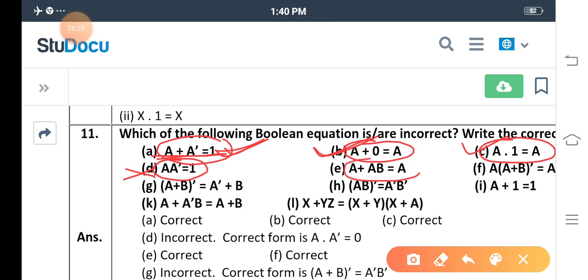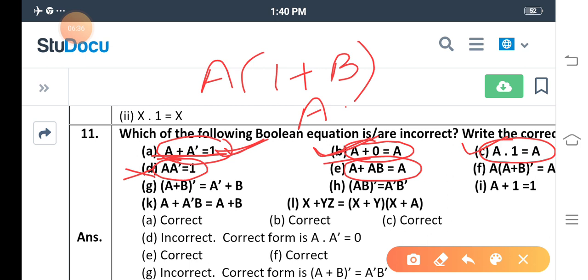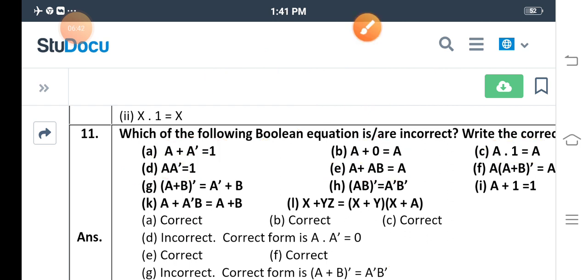Now next is A plus AB is equal to A. Yes, how can you say that? Because if you take A common, inside it will be 1 plus B, and 1 plus B is 1, so A dot 1 is equal to A, hence this is correct, E option, right? Next, all the other parts you will try yourself.